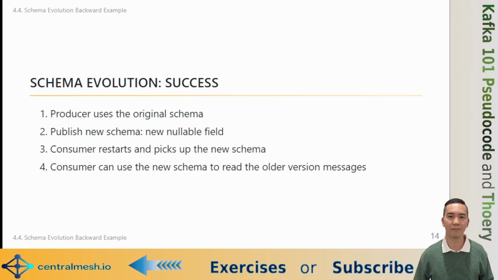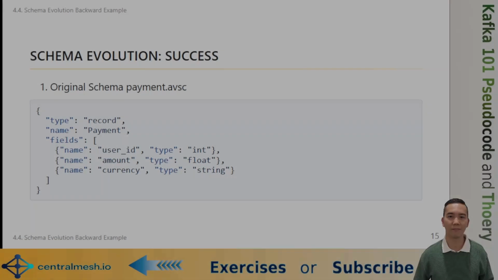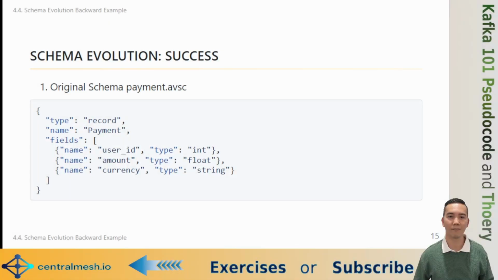Now the consumer restarts. When it comes back up, it fetches the latest schema from the registry. That's the one with the new nullable field. Here is the important part. The consumer can now use the new schema to read older messages. Since the older events don't contain the new field, the consumer simply treats it as a null or uses the default value.